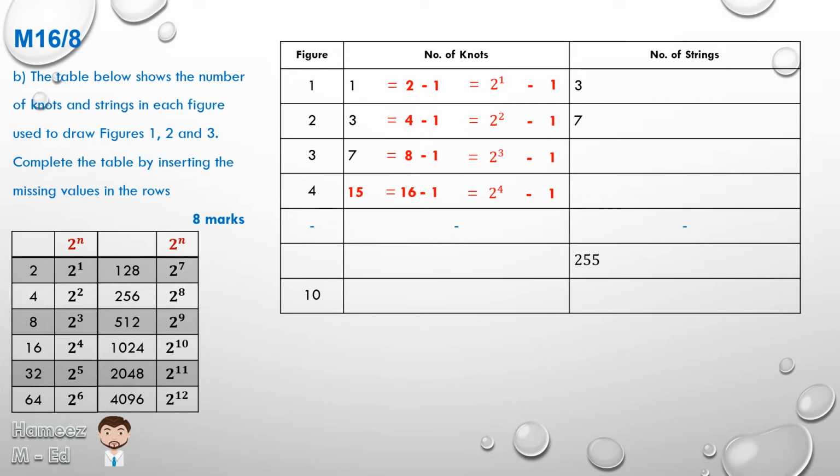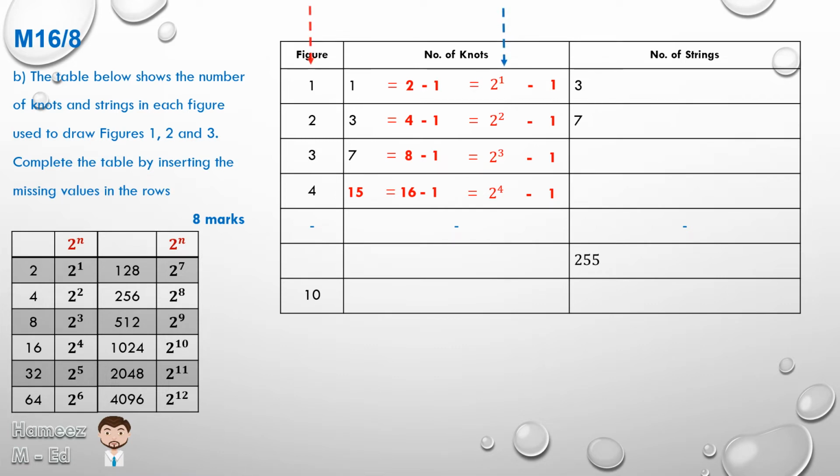So if we recognize that, and we're looking down, we see 2 to the power 1, 2 to the power 2, 3, 4. Minus 1 in all of them. The minus 1 isn't changing. What is changing is the 1, 2, 3, 4. And where do we get that? From the first column. From whichever figure number it is, we can say that it is 2 to that power.